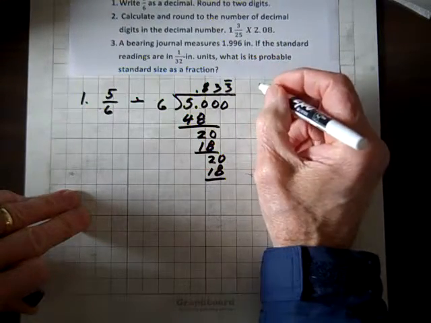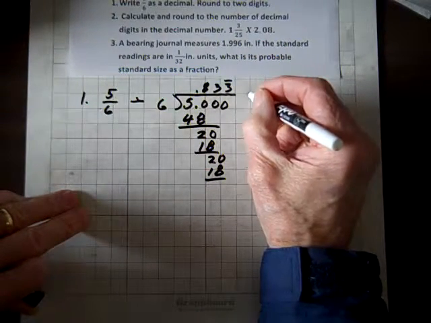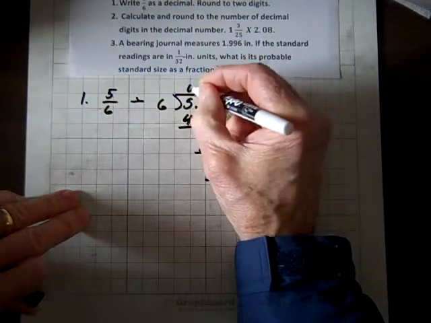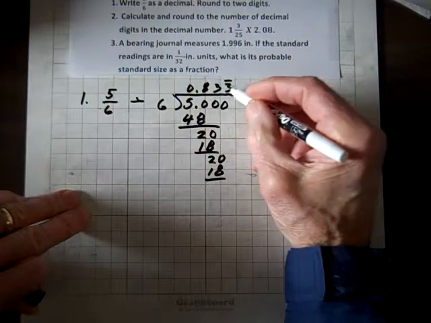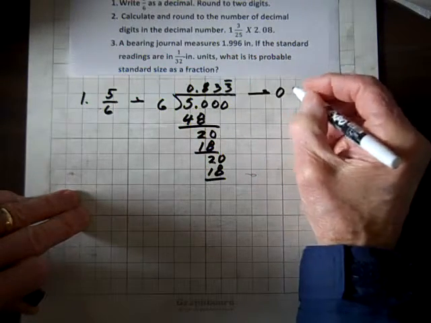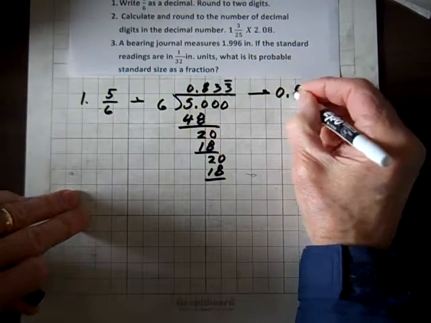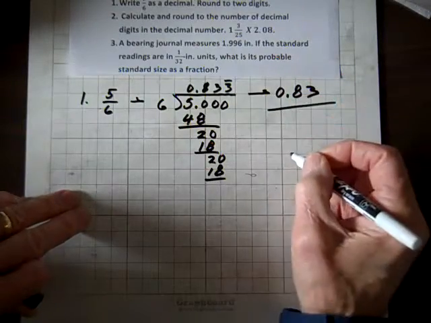Well, we have to round that to 2 digits, so to 2 decimal places, so that's going to be 0.8. And now we'll round down to 3 because 3 is less than 5. So 0.83, and we've got it.